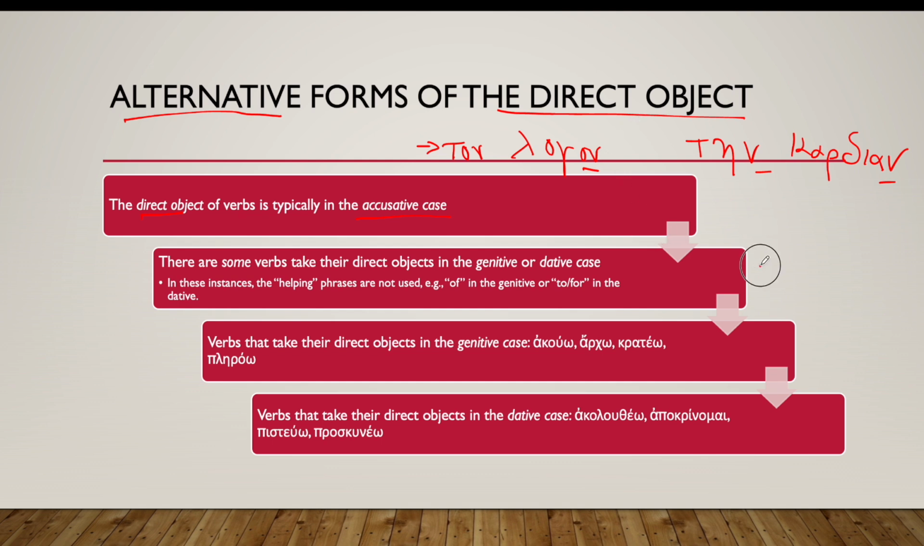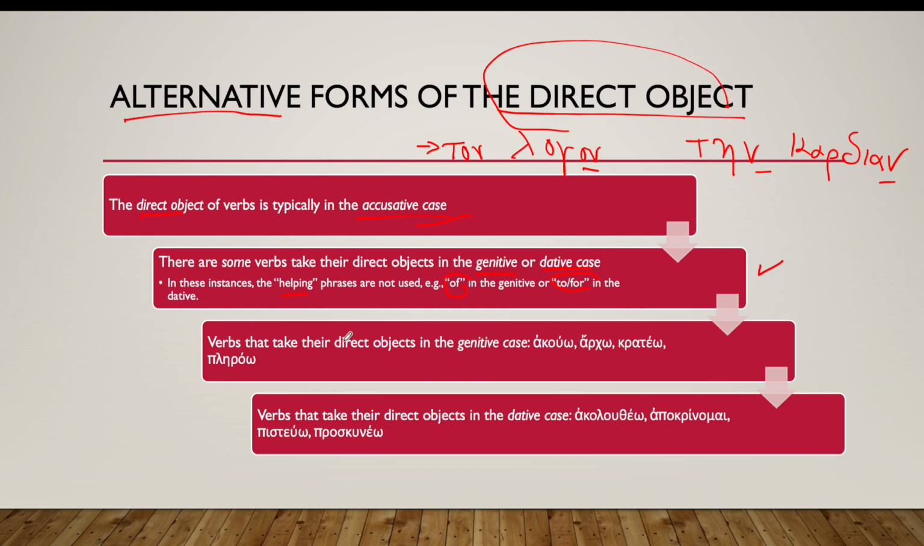However, there are some instances with some verbs where the direct object is going to be a different case. So for instance, sometimes you're going to see them in the genitive or the dative case. And these are instances where the helping phrases, "of" with the genitive and "to" or "for" with the dative case, are not used in the translation. They're just treated as direct objects.